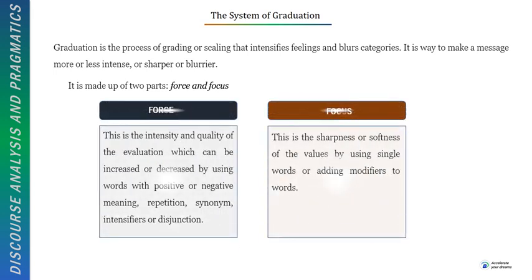Now, force is the first. It has to do with the intensity and quality of the evaluation, which can be increased or decreased by using words with positive or negative meaning, repetition, synonyms, or intensifiers or disjunctions. While focus has to do with the sharpness or softness of the values by using single words or adding modifiers to the words. Now, in the next lesson, we're going to be applying the appraisal theory for us to have more understanding of what this system is all about.